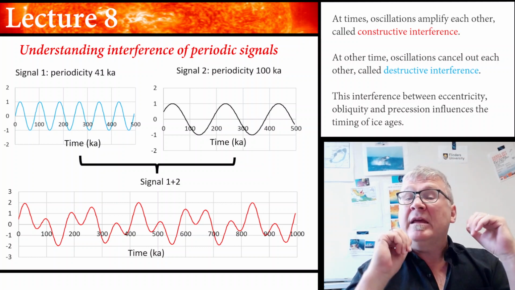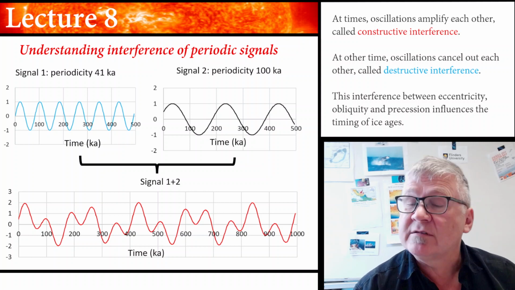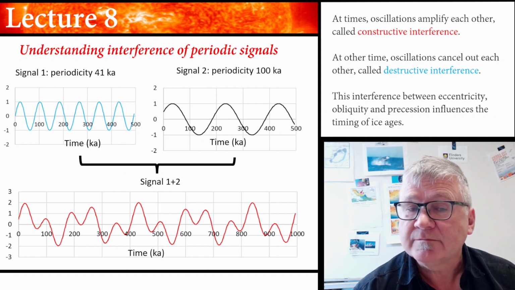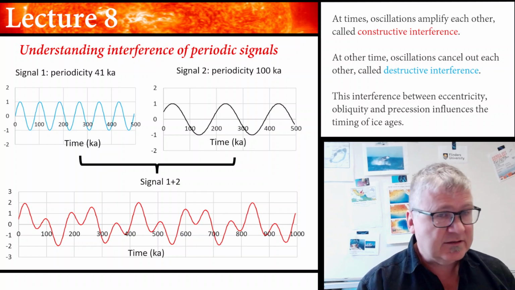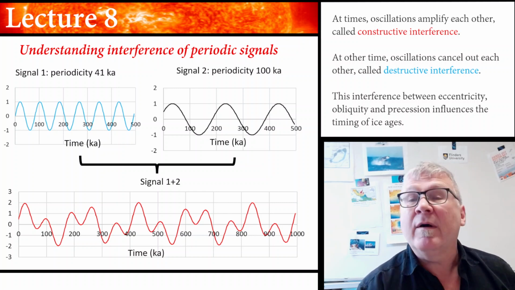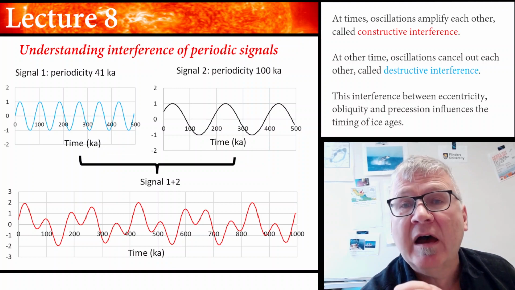And this interference influences the timing of ice ages. Okay? This interference of signals. All right, this is the end of the first part of this lecture.